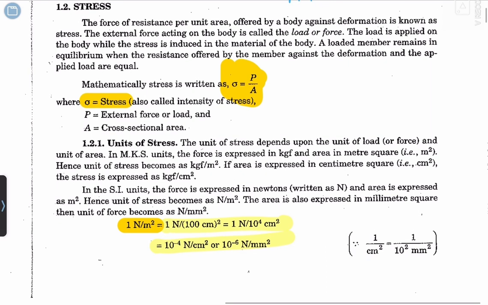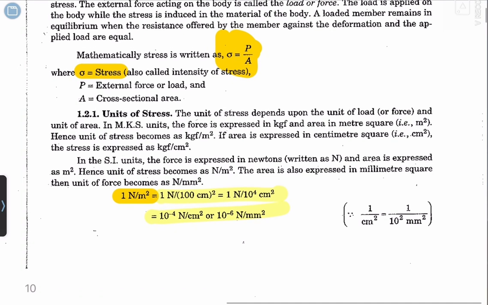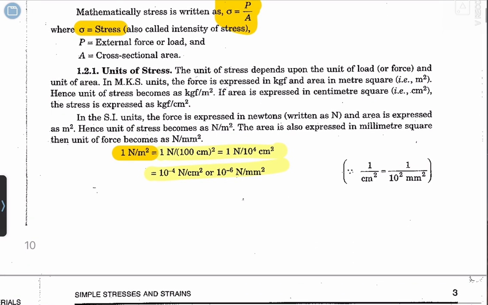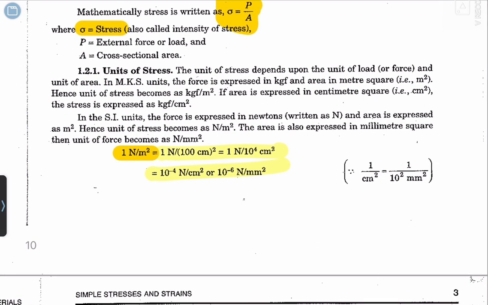Mathematically, stress is written as sigma equals P by A. Here sigma is stress, also called intensity of stress. P is the external force or the load. A is the cross-sectional area. Okay, units of stress क्या होते हैं? The unit of stress depends upon the unit of load and the unit of area.